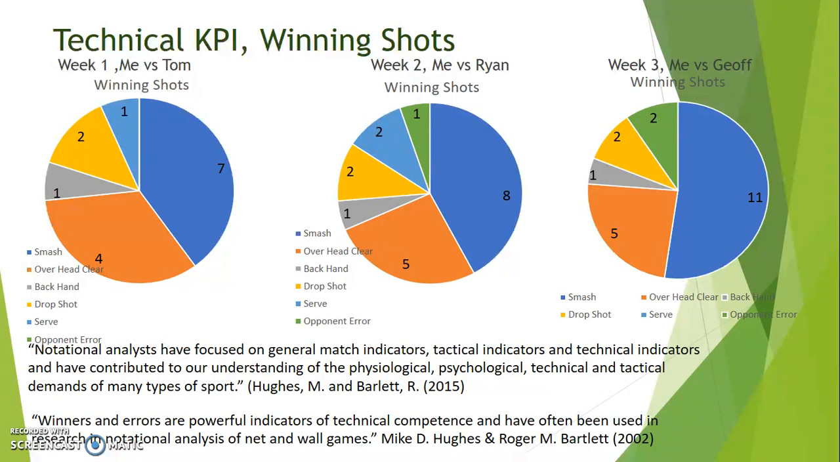As you can see in my pie charts, most of my winning shots were from the smashes and overhead clears. So after the first week, I identified this as one of my strengths and began to utilise it. I also tried to limit the use of my backhand drop shot, as it won me few points. As you can see over the weeks, my plan to use more smashes and overhead clears worked, as progressively I won more points from smashes and overhead clears, as you can see in the pie charts on the screen.